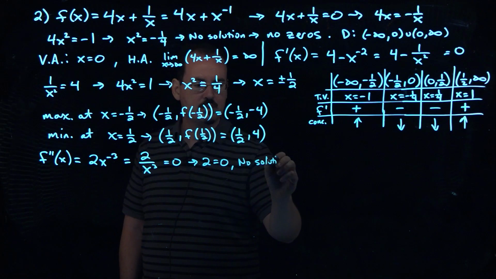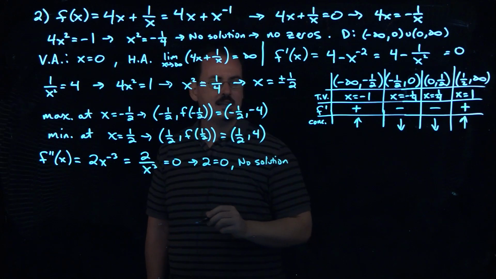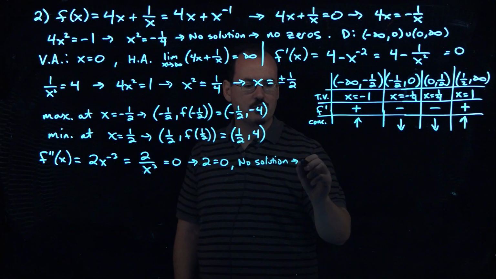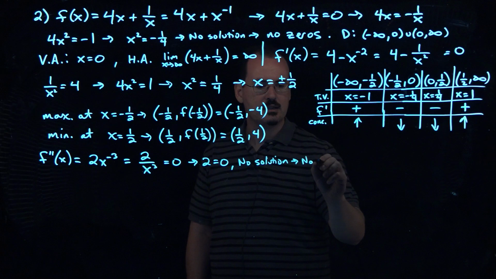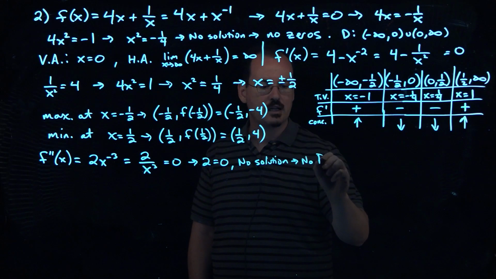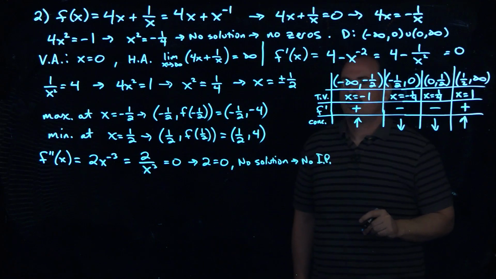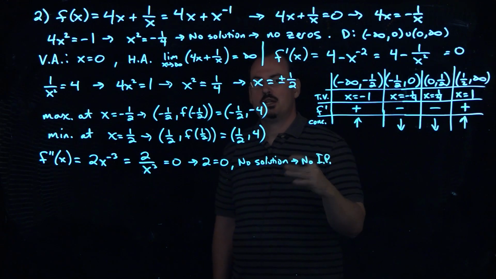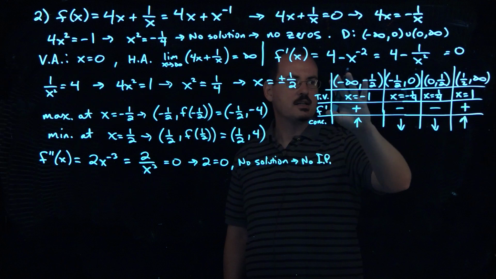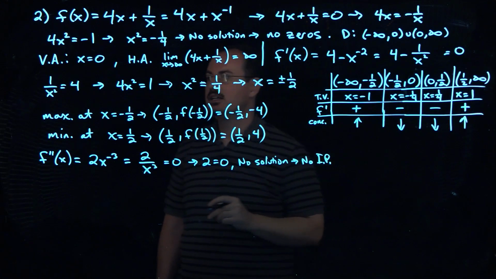And what does that mean when we don't have a solution for the second derivative? It means no inflection points. So that's handy. I'll just say IP, no inflection points. Okay, all right, so we don't have any zeros, we don't have any inflection points, all we've got is this increase, decrease stuff right here.